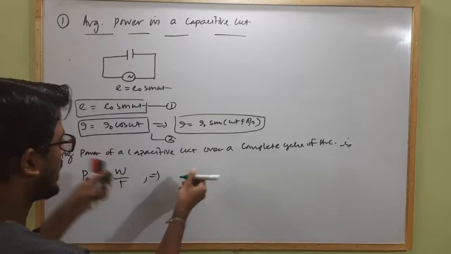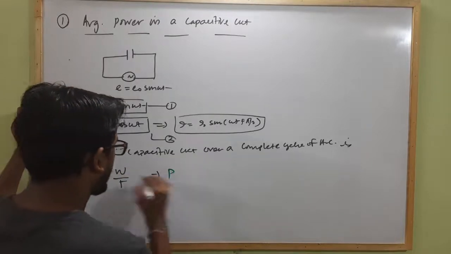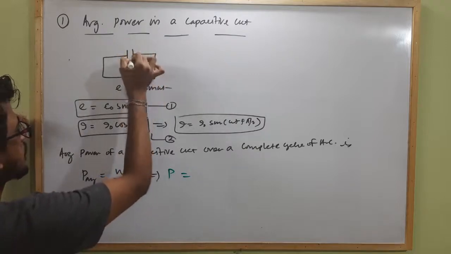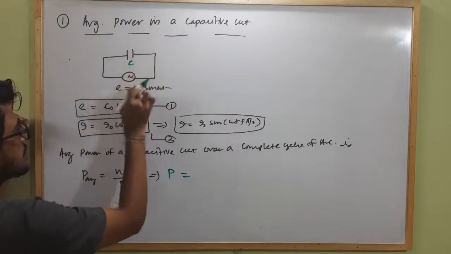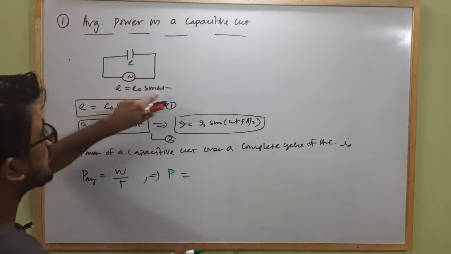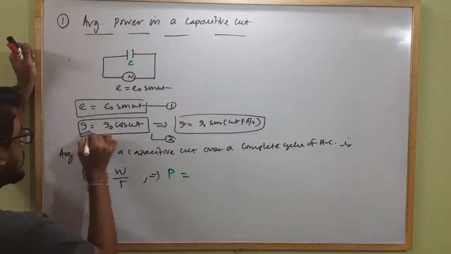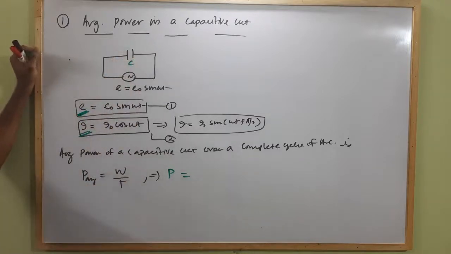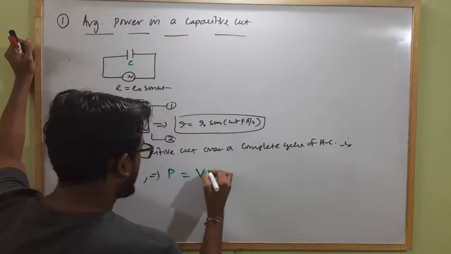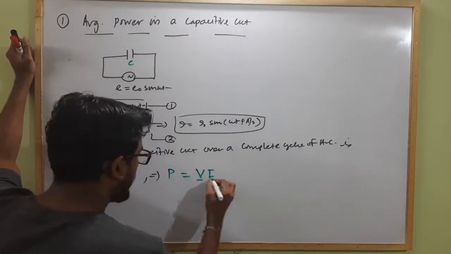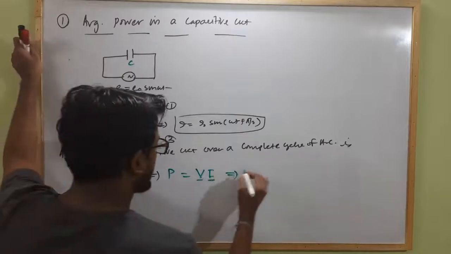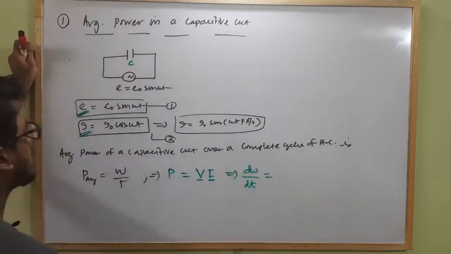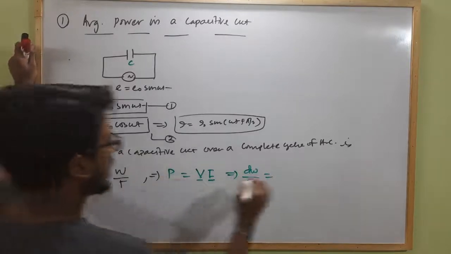So from this we can write simply, the power for a circuit which is containing a capacitor of capacitance C and attached with an alternating EMF E naught sin omega t. At any instant this will be the current and this will be the potential across the capacitive circuit. So power can be written as V into I, or potential into current. So we can write dW by dt, the work done by time, will be E into I.